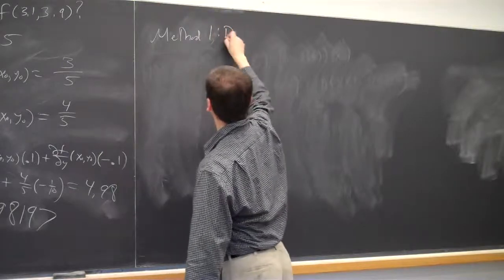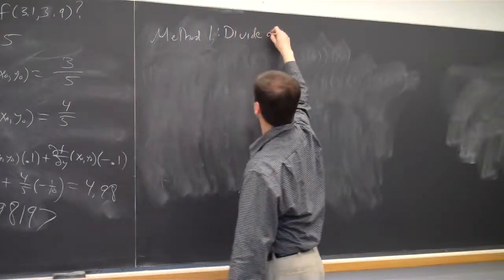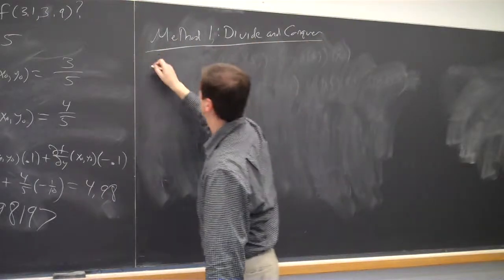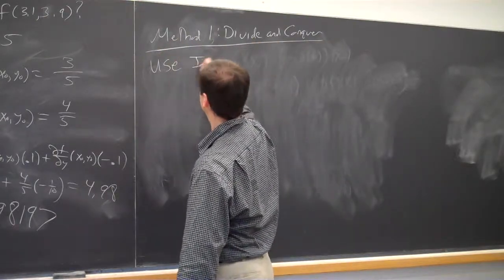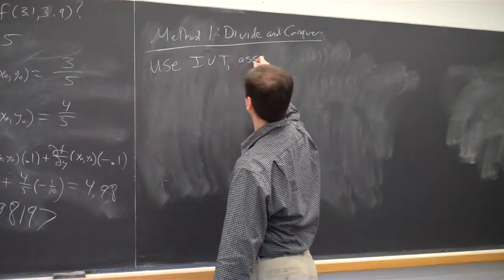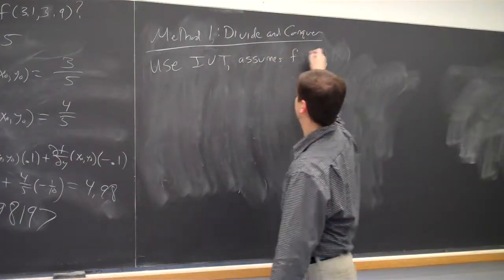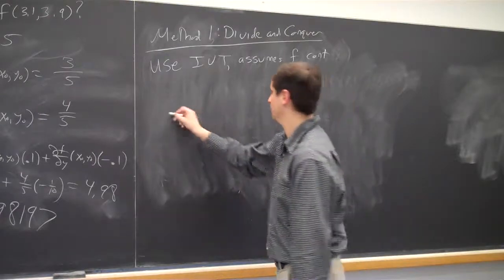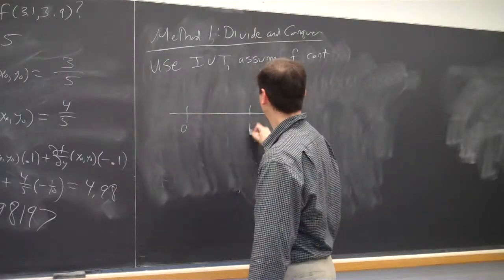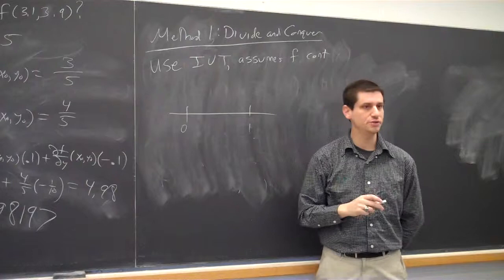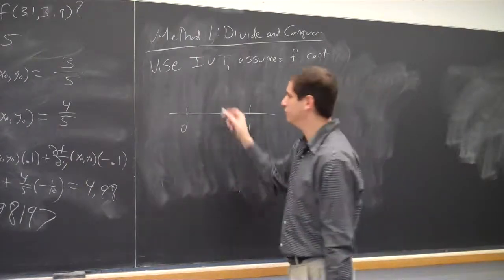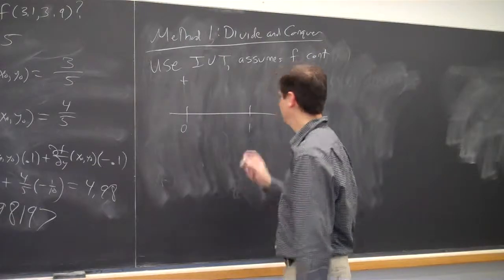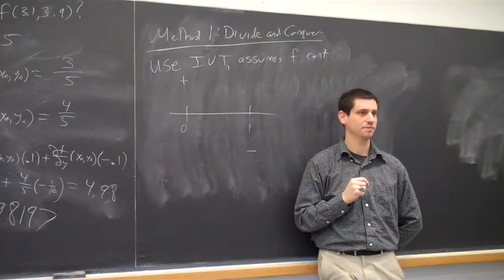Method one is called divide and conquer. And it uses the intermediate value theorem, assumes f is continuous. And the idea is the following. For simplicity, let's assume I look at the interval 0, 1, and let's assume my function is positive over here, and my function is negative over here, and it is continuous.